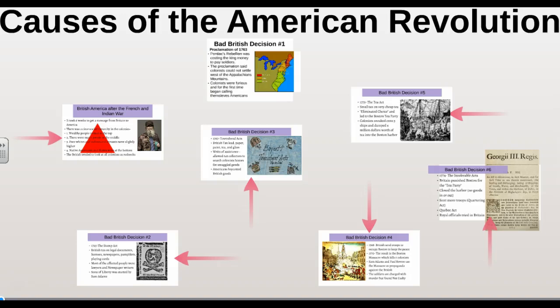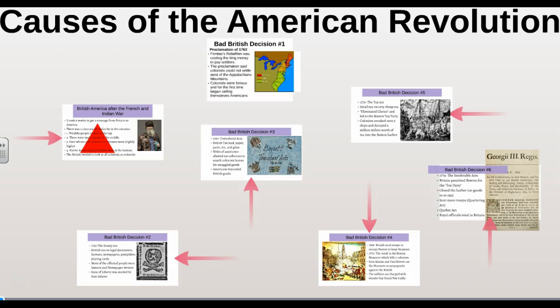So this week, we are going to change units and move from learning about the 13 British colonies to now talk about how those colonies would begin the quest for their own independence from Great Britain and would eventually become the United States of America. So this Prezi is going to look at the causes of the American Revolution. What were some of the bad decisions that the British made that eventually caused the Americans, or the British colonists, to revolt and seek their own independence?